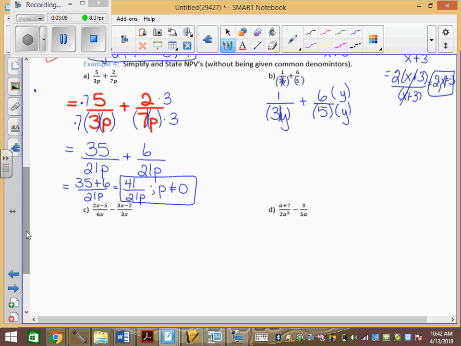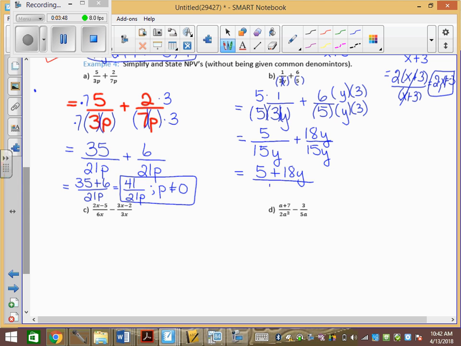So what do I have to multiply them also by? The left-hand side by 5, and the right-hand side by 3, so that I get a common denominator of 15y. So I'm going to multiply by 5 over here and 3 over here. And this expression is equal to 5 over 15y plus 18y over 15y. Now we have a common denominator, so you can write them over each other. 5 plus 18y all over 15y.